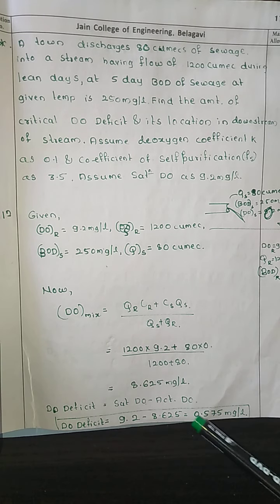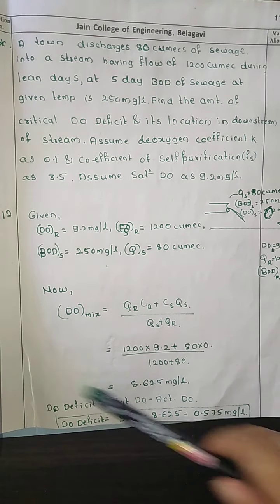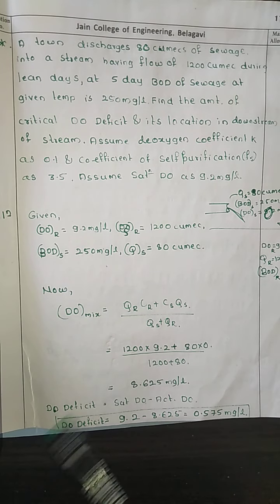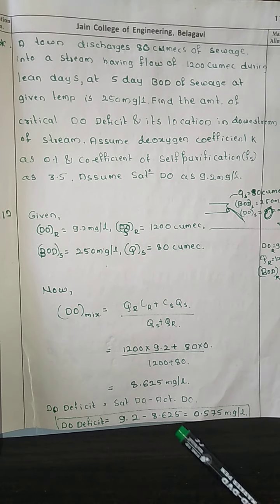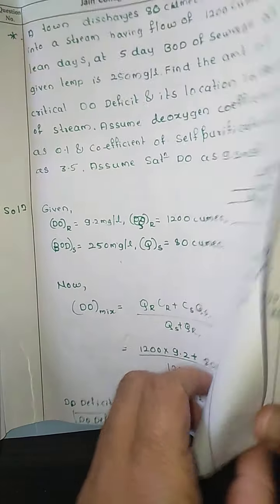Then we need to find out the DO deficit. After finding the DO of the mix, we need to find the DO deficit. So DO deficit is 9.2 minus 8.625. So we are going to get it as 0.575.